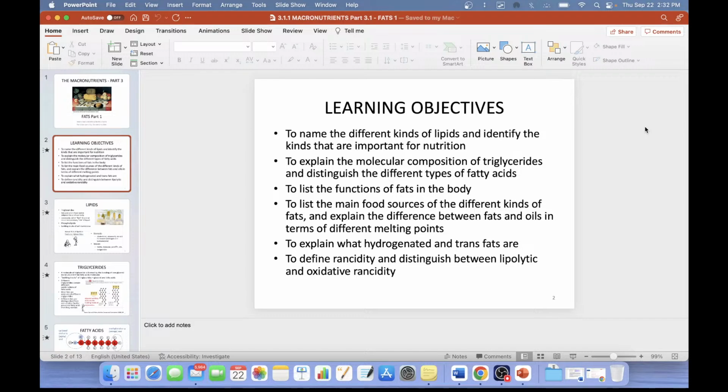We want to list the functions of fats in the body. We want to list the main food sources of the different kinds of fats and explain the difference between fats and oils in terms of the different melting points. And we want to explain what hydrogenated and trans fats are. We want to define rancidity and distinguish between lipolytic and oxidative rancidity. Okay? All right, lipids.